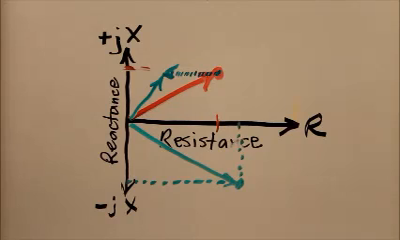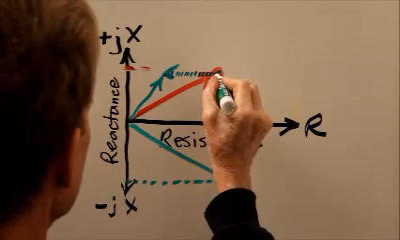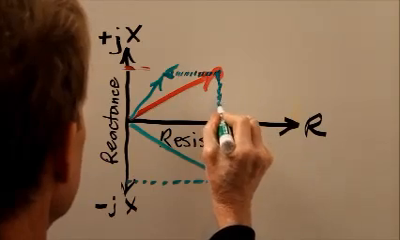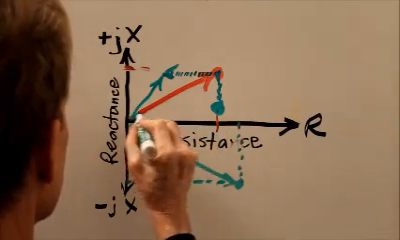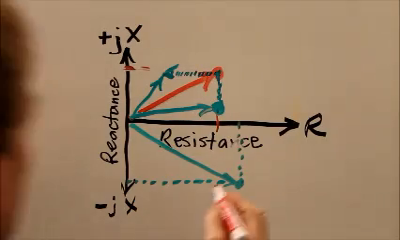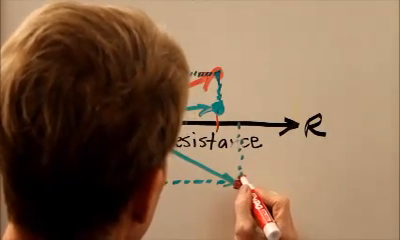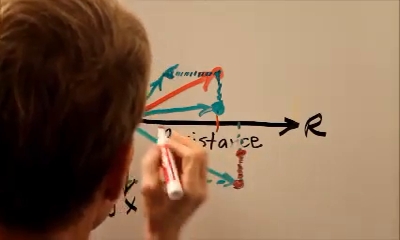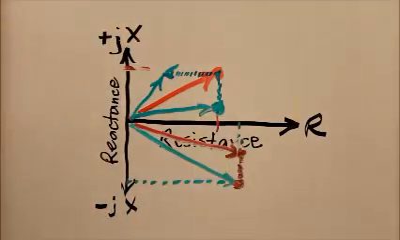How about choice B? The resistance remains constant while the inductive reactance gets closer to 0. Well, that would be like moving this point down in this direction. Again, making the vector shorter, so choice B will work. How about choice C? The resistance remains constant while the capacitive reactance gets closer to 0. Well, that would be like moving this point up this way. Again, making the vector shorter.